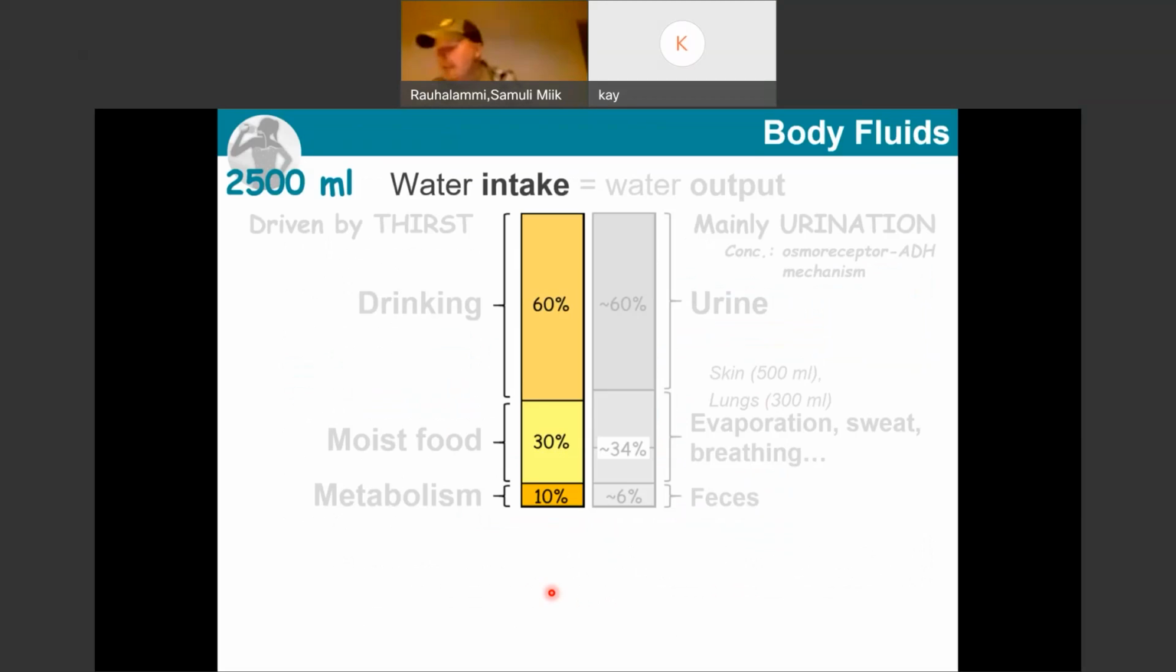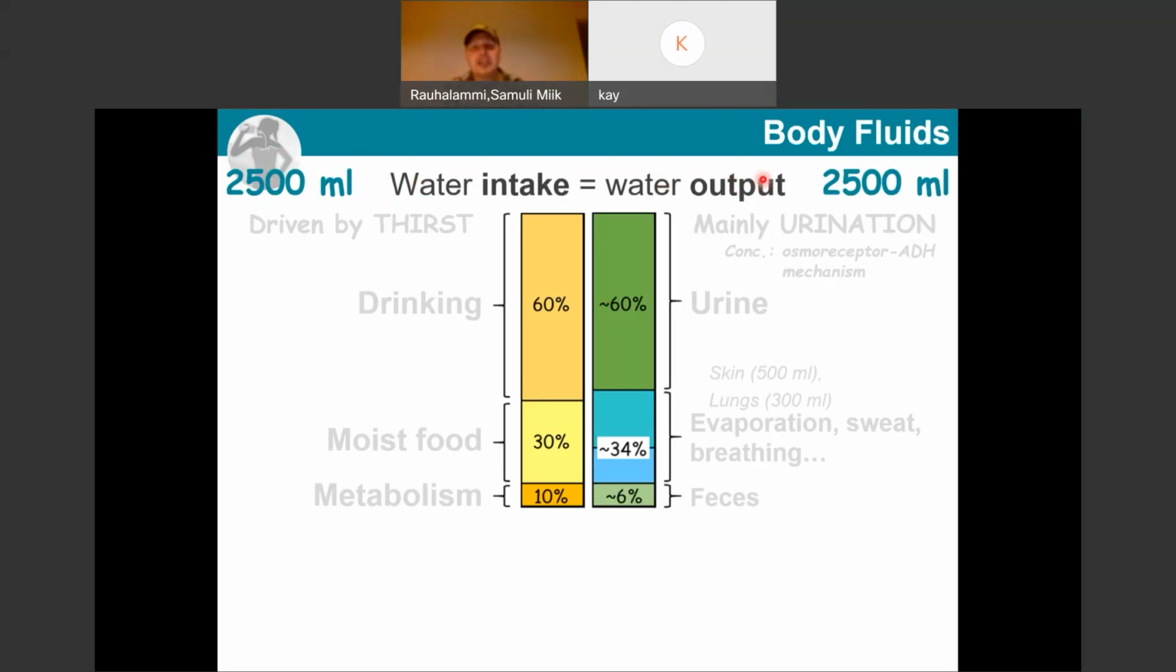I thought that the next thing that would be kind of a fun thing to talk about is how much you should drink in a day. Well, it really varies greatly depending on your body size, activity levels, where you're located, many things. But the thing is that your water intake should be equal to your water loss. So as long as these two are in balance, you're not going to end up dehydrated or overly hydrated. It should be roughly the same amount of water going in as is going out.